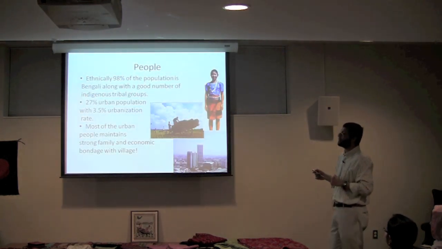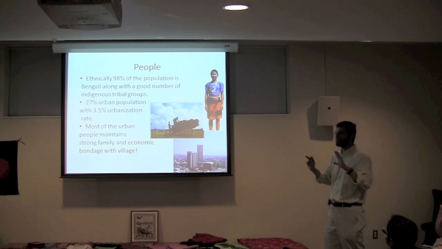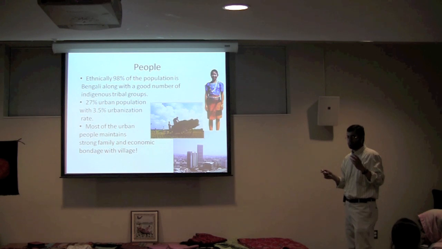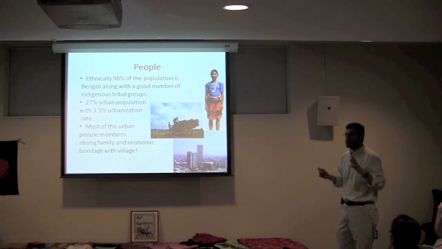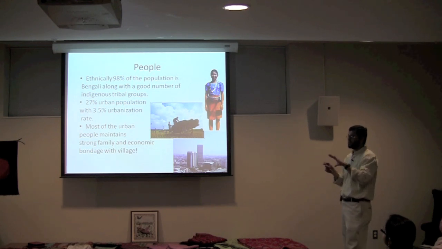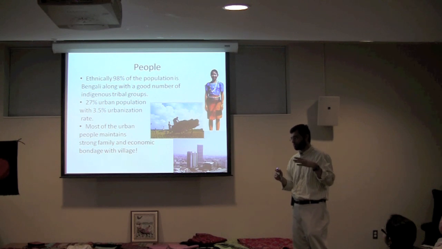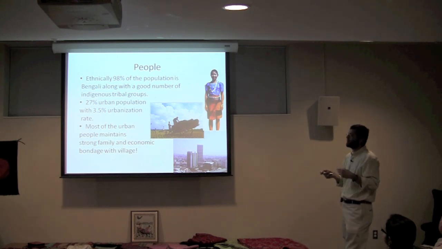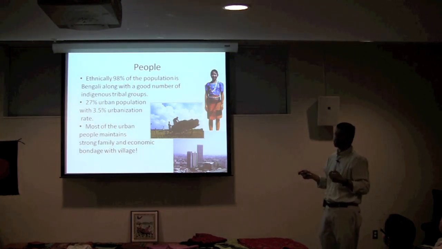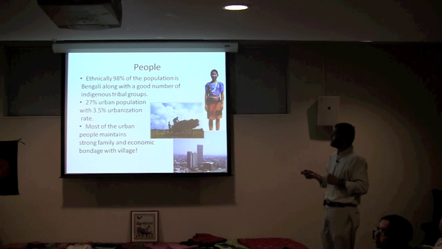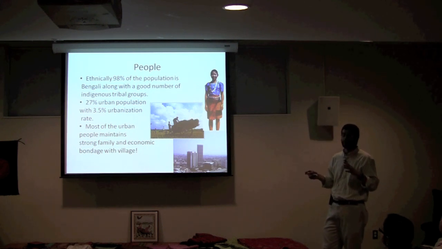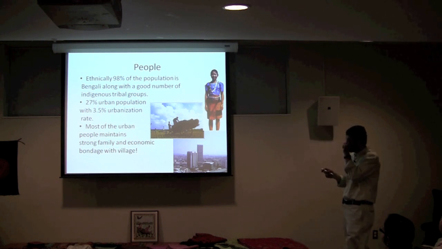Okay, so the people. Bangladesh has a pretty high population, about 150 million people. But ethnically, it's very homogeneous. About 98% of the population are ethnically Bengali. But there are also quite a large number of indigenous tribal groups. The population historically used to be more village oriented, but in the last 20, 30 years, there's a massive urbanization going on. Latest studies show that the urbanization rate among the population is about 3.5%. And although the population is becoming more and more urban, they do maintain strong family and economic ties with their villages back home.